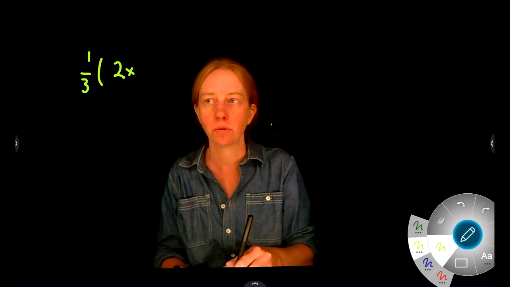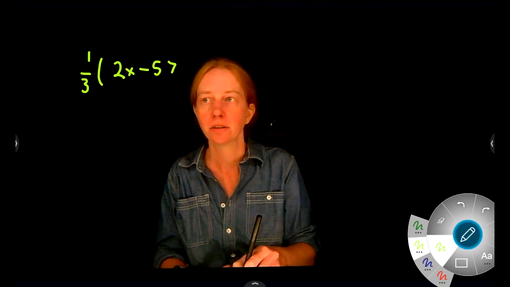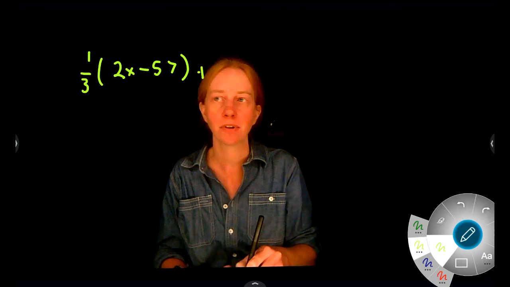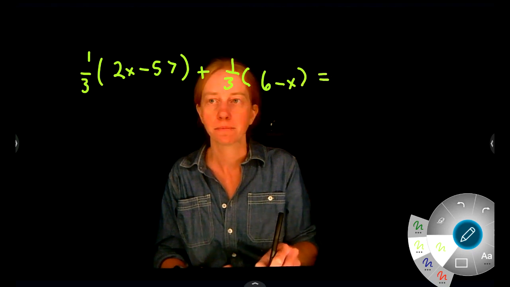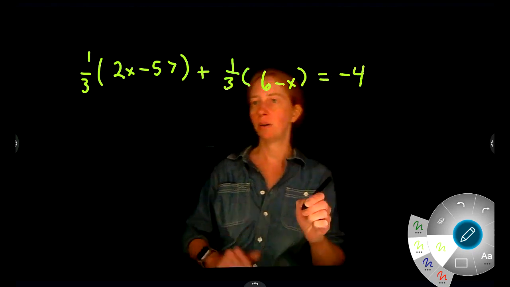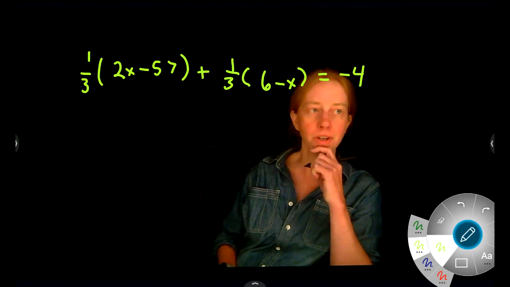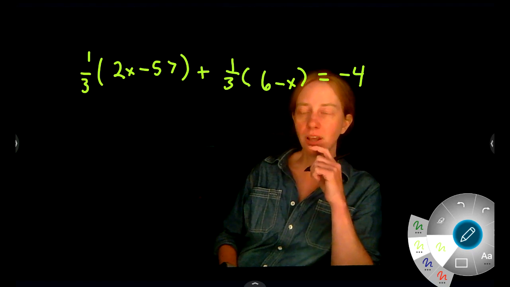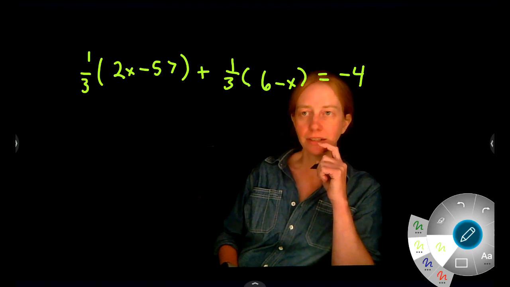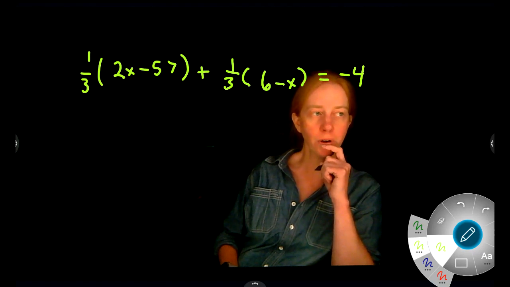I'm going to write it with my pen, but if we decide we don't like that, I will switch to actual markers. So we have a fraction here out front and another fraction right in here. And this is the problem that we're going to work on solving. So we have 1/3 times (2x minus 57) plus 1/3 times (6 minus x) equals -4.